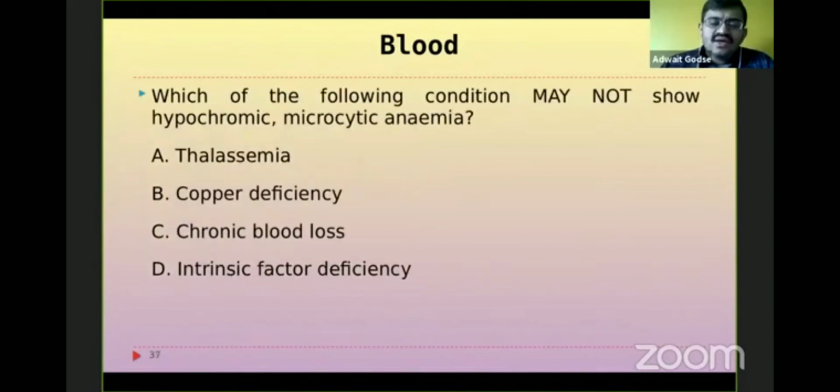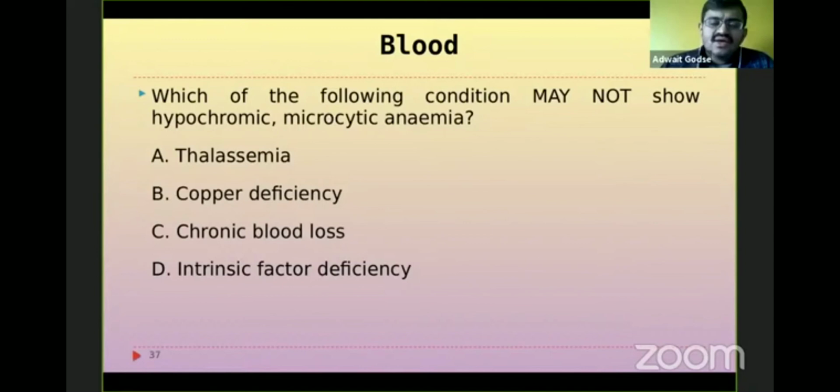Okay. Next question. Which of the following conditions may not show presence of hypochromic microcytic anemia? What will determine hypochromicity? MCH, mean corpuscular hemoglobin, will determine hypochromicity, or simply the appearance of RBCs on peripheral blood smear. If they are pale looking, then hypochromic. Microcytic means small size of RBCs. What determines the size? The mean corpuscular volume.